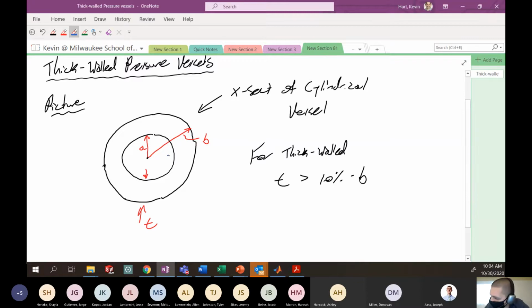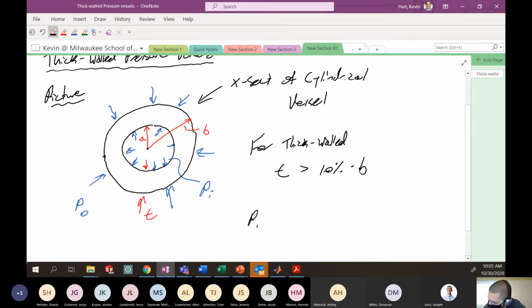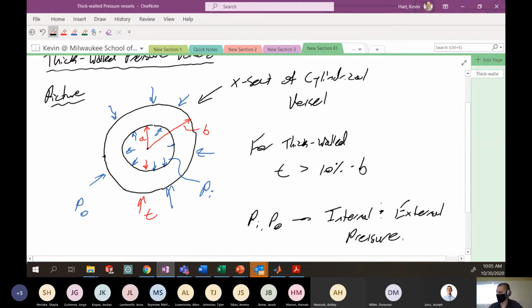So we're not going to just analyze the internal pressure, which is what you might think is common. Here, this is an internal pressure, PI. But we're also going to talk about what's happening if we have external pressure as well. And so we might call this little PO. So we could have PI and PO, which is internal and external pressure, respectively.